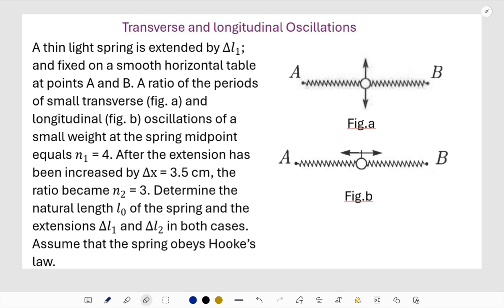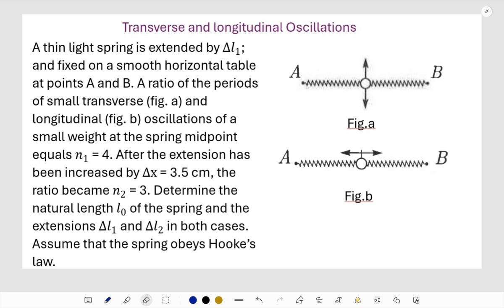After the extension has been increased from delta L1 to delta L1 plus delta X, with delta X equals 3.5 centimeter, the ratio becomes N2 equals 3. Determine the natural length L0 of the spring and the extensions delta L1 and delta L2 in both cases. Assume that the spring obeys Hooke's law.